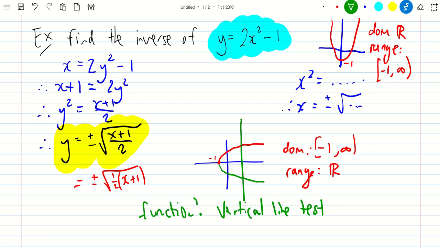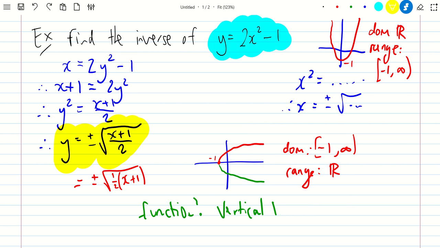And so that vertical line test is a big fail. That is not a function because it hits at two spots. It hits there and it hits there. That line crosses twice, and so this is not a function. Okay, so it's not a function.